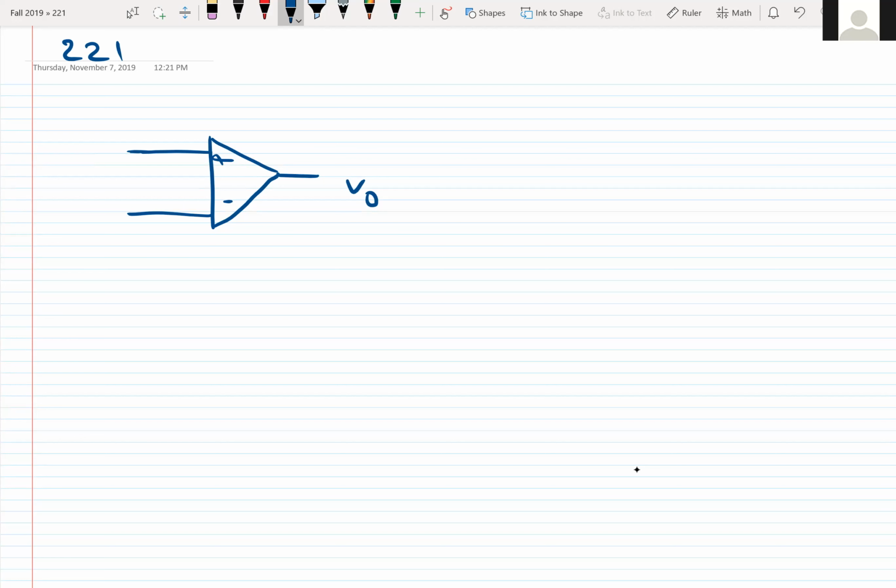Okay, so the plus input, we call it V sub P, and the negative input, we call it V sub N. The other names for VP and VN are non-inverting input for the positive terminal and inverting input for the negative terminal. And of course, we have a VO. And what is the VO? VO is equal to A times VP minus VN.